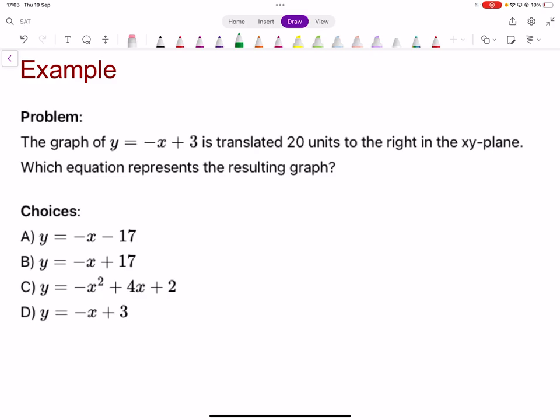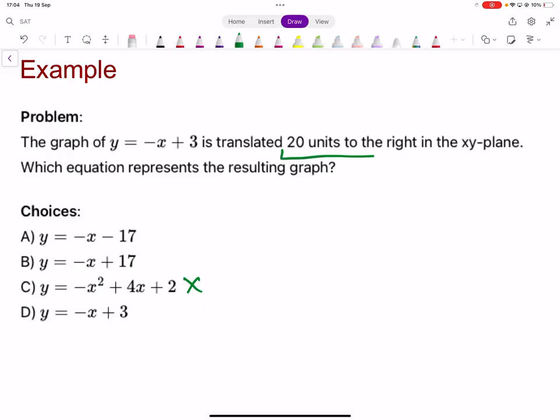Yes, A, B, C, D. Remember, in any kind of transformation, if it's a linear function, it remains a linear function. If it's a quadratic function, it remains a quadratic function. So C is not possible in any case, right? We can't go from a linear function to a quadratic function. So that's not possible. Which of the other choices is correct? A? Any other answers? A? Okay.